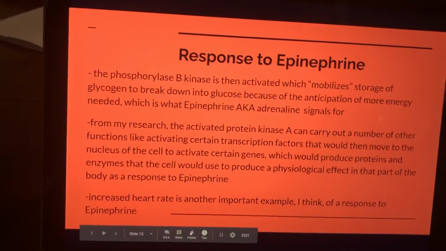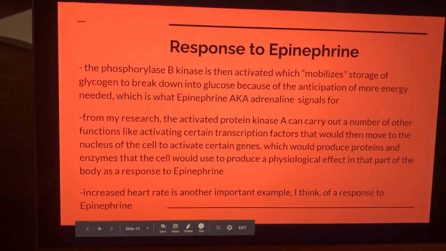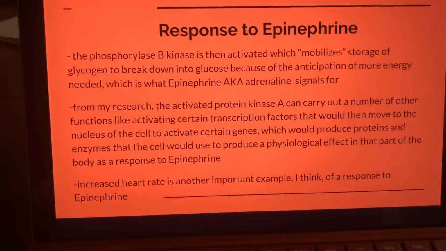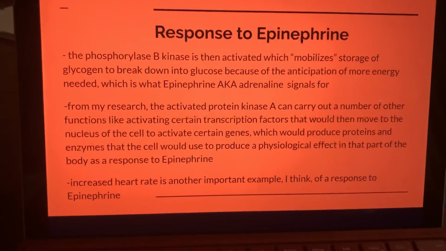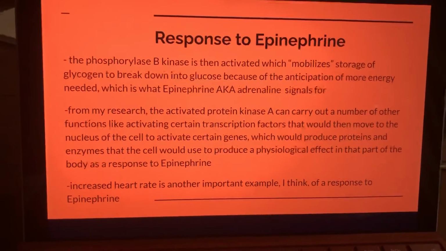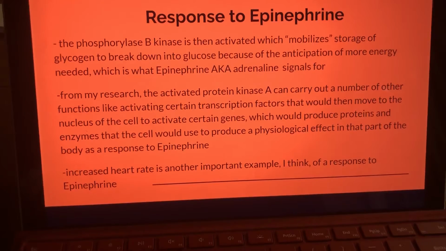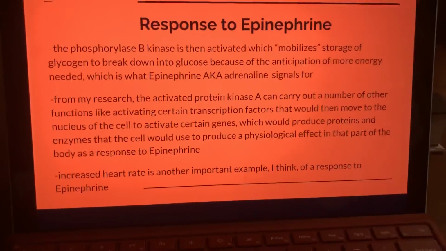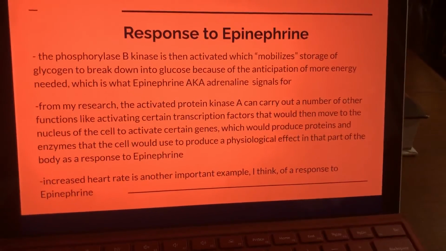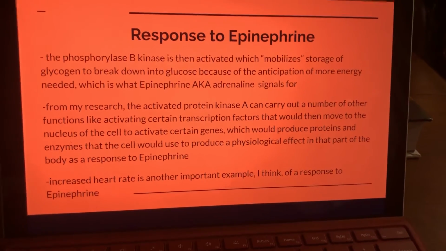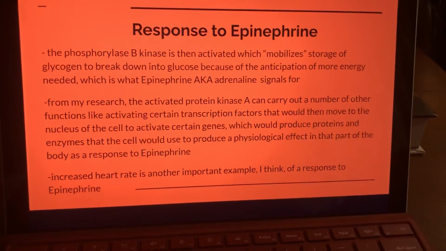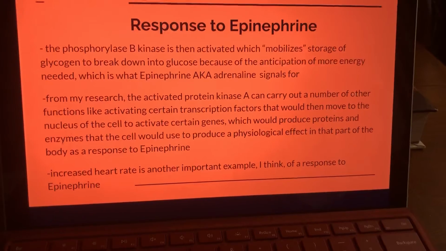And this is the response in the cell to epinephrine. And it is the phosphorylase B kinase, which is then activated, mobilizes the storage of glycogen to break down into glucose because the anticipation of more energy needed in the body, which is what epinephrine or adrenaline signals for.